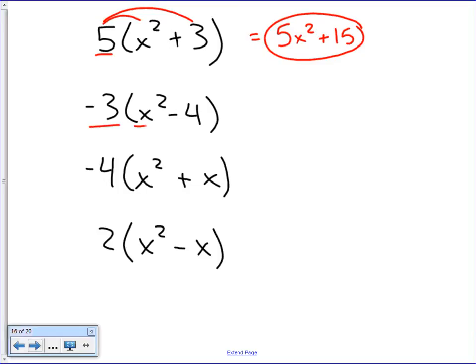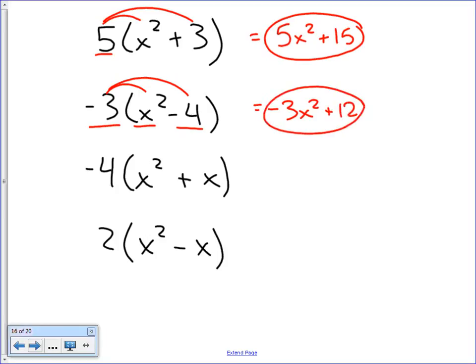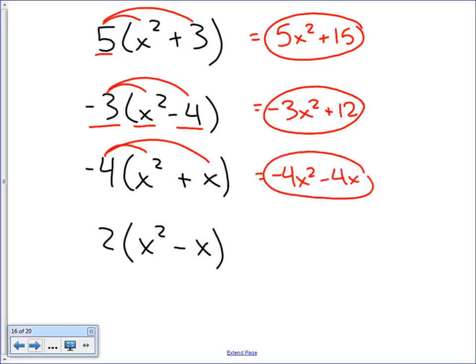So the next one, negative 3 times the x squared and the negative 4, distributing that through. That'll give me a negative 3x squared and then a plus 12. Negative 3 times a negative 4. Distributing the negative 4 through, that's going to give me a negative 4x squared minus a 4x. Distributing the 2 through, so 2x squared minus 2x.